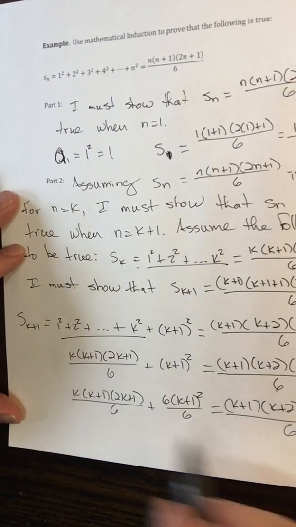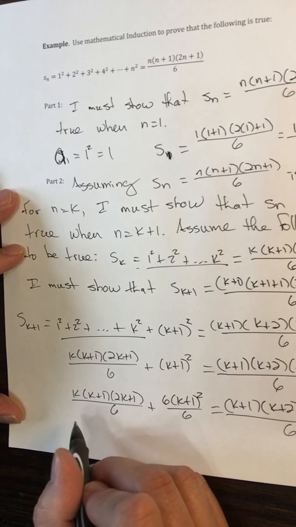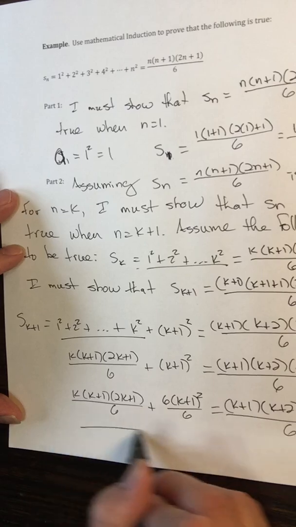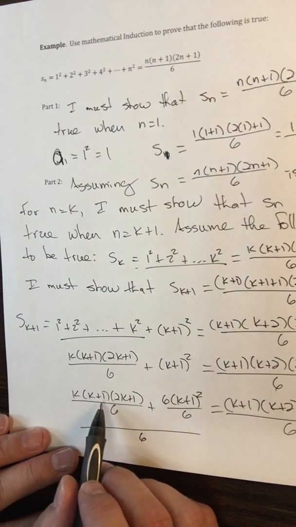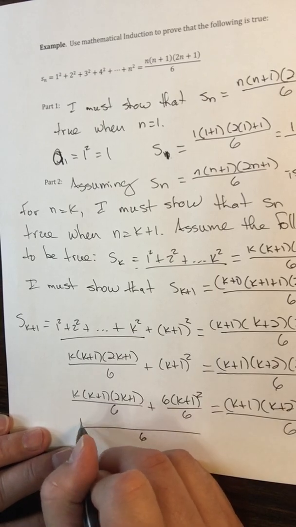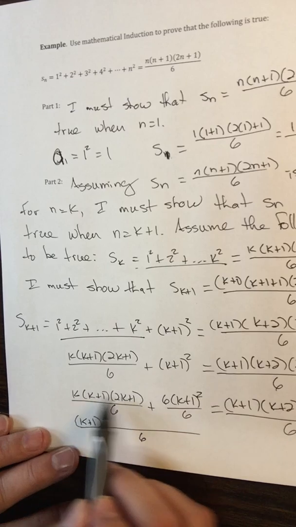Okay, watch. I got a trick. All right. I'm going to write over 6. But I'm going to run out of room. We're going to have to go to the next page. Sorry about this, guys. I'm going to take k plus 1 out of both of these two terms.